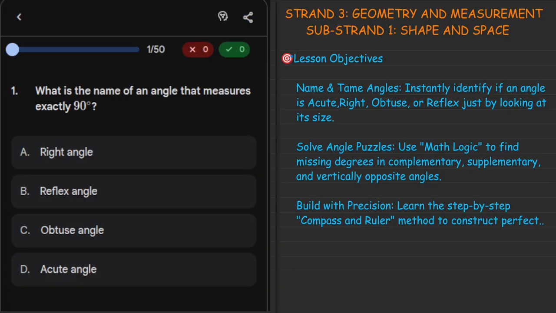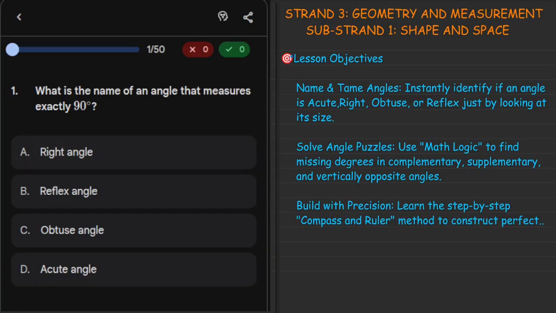In this lesson, we are looking at geometry and measurement, and specifically we'll be working on shapes in space. Here are the lesson objectives, and without much ado, let's quickly look into them. Since this particular session is just on solving questions, if you want in-depth tutorials on all of these, you can always check the playlist. Without much ado now, let's solve the question.